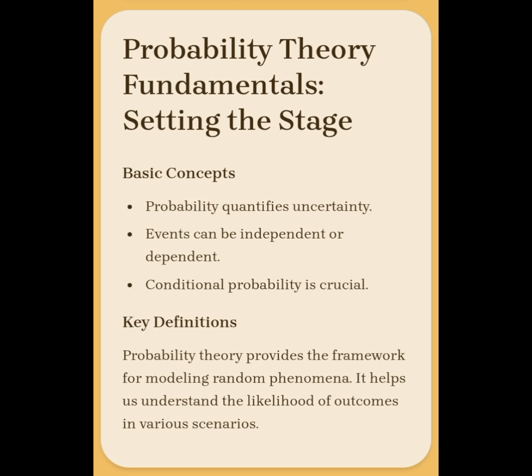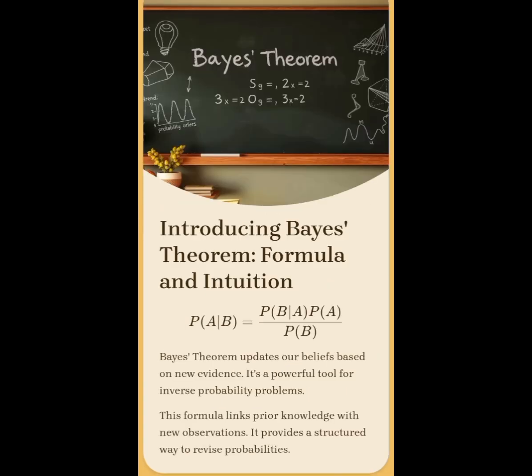Basic concepts. Probability quantifies uncertainty. Events can be independent or dependent. Conditional probability is crucial. Key definitions in probability theory provide the framework for modeling random phenomena and help understand the likelihood of outcomes.